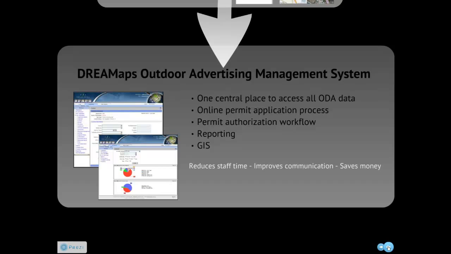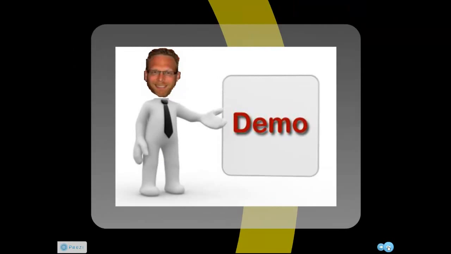It improves the communication between the outdoor advertising program in the state to the individual sign owner as well as the general public, which in turn saves money for everybody, both the DOT and the taxpayers as well. So with that, I'll introduce you to Billy Burley.